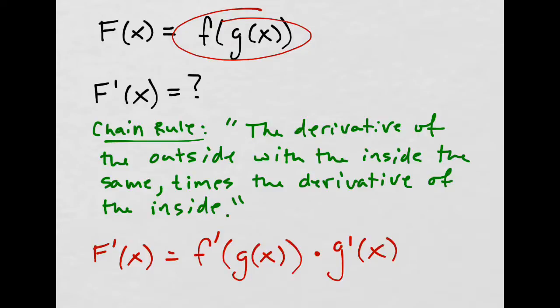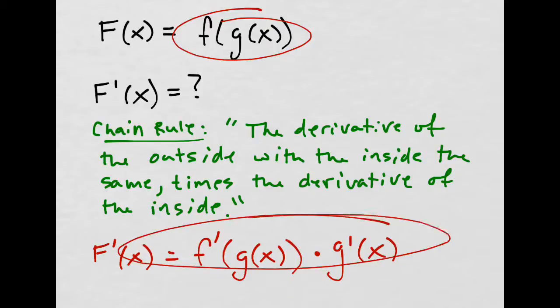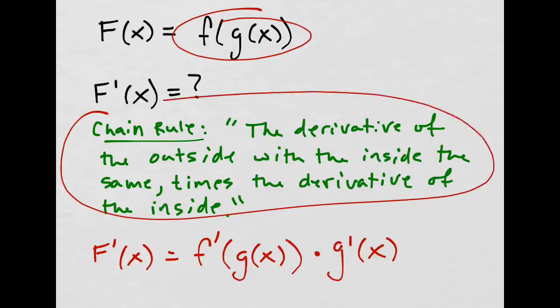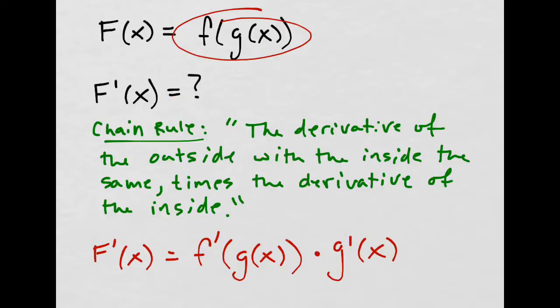The hardest part about this is recognizing which is the inside function and which is the outside function. But that's okay, because we're going to look at examples. Alright. Yeah, let's look at examples. I don't recommend memorizing that. I really hope that you can remember this. Say it a bunch of times. The chain rule is the derivative of the outside with the inside the same times the derivative of the inside.